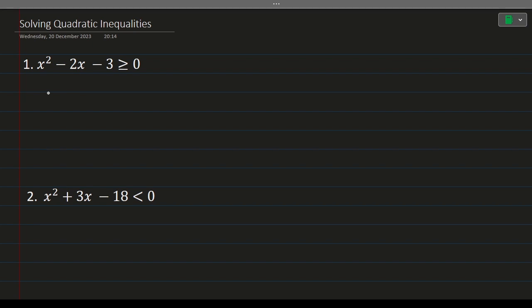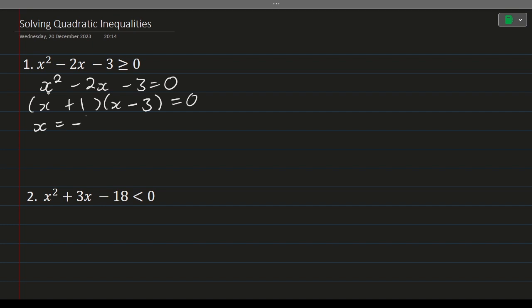The first step is to find the roots of the quadratic. So that's x squared minus 2x minus 3 is equal to 0. Let's factorize to get our roots. Negative 3 plus 1: 1 times negative 3 gives us negative 3, and 1 minus 3 gives us negative 2. So our roots are x equals negative 1 and x equals 3.